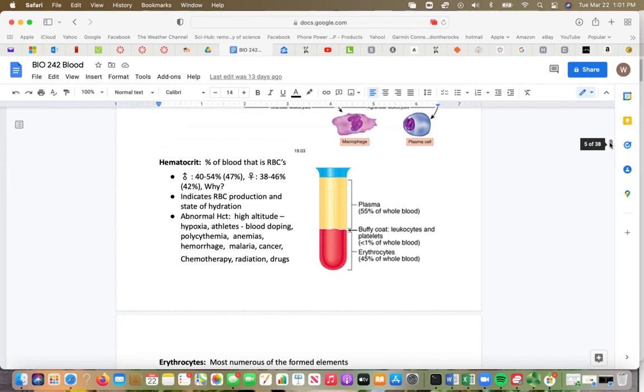Abnormally high hematocrits can be seen when a person's been in a place of higher altitude. So with hypoxia, it can stimulate that. With athletes, you could see this being high if they've been doing blood doping, where they would save and bank some of their cells and put them back into their bloodstream. It can be altered with polycythemias, anemias, hemorrhage, malaria, cancer, chemotherapy, and radiation, and various drugs can affect that.